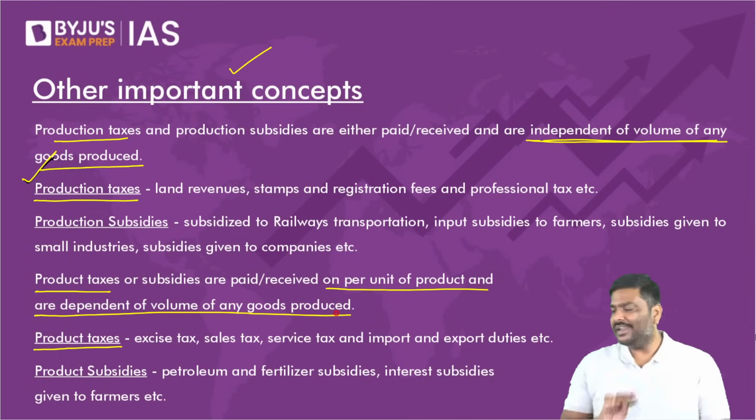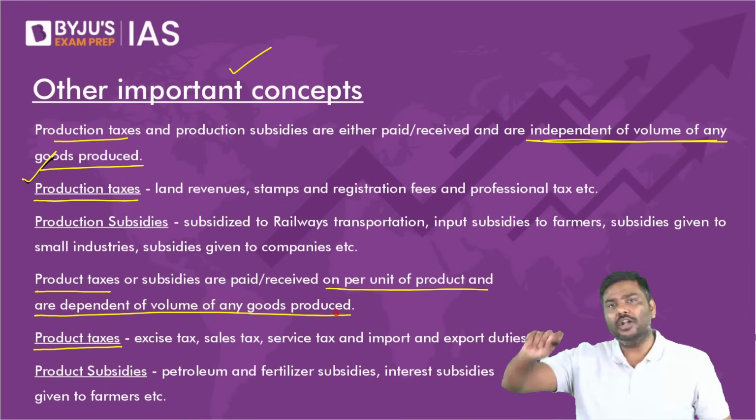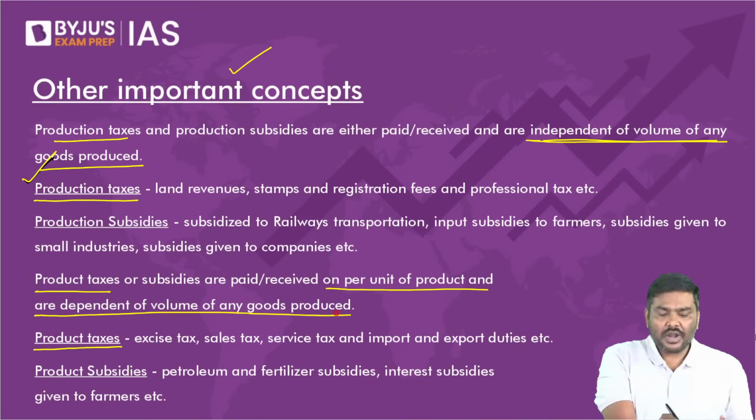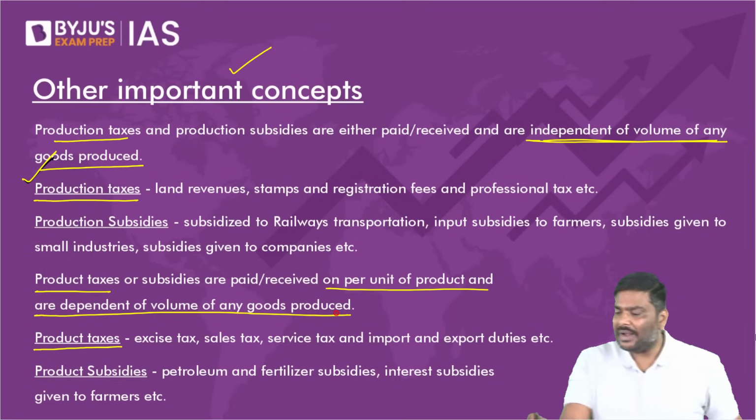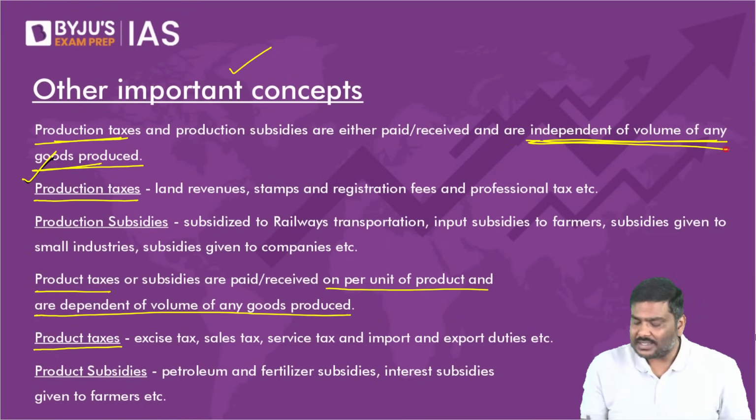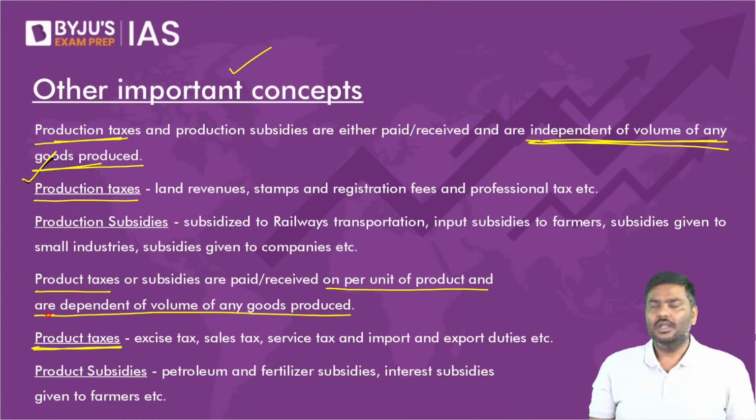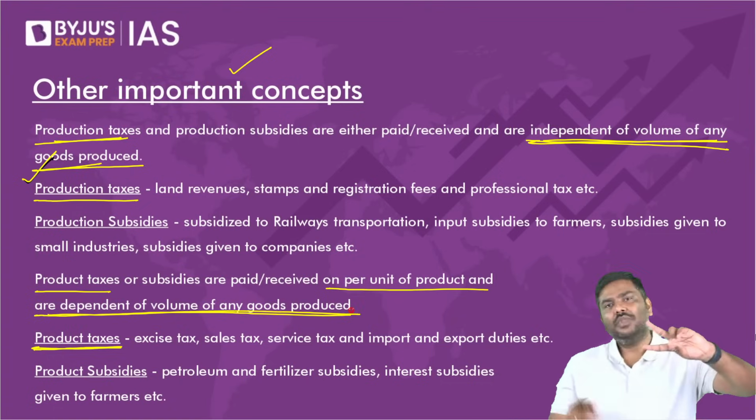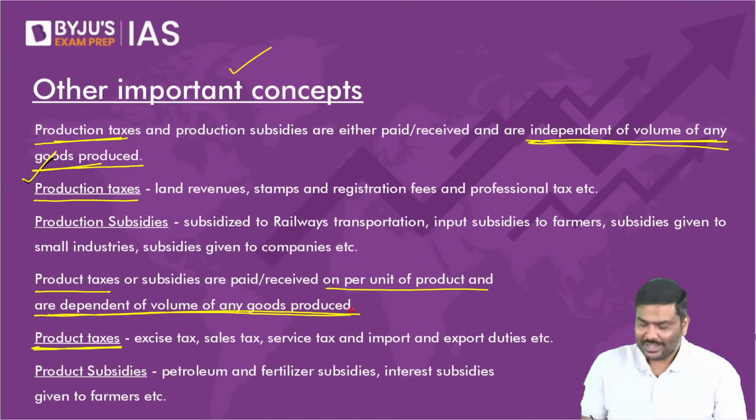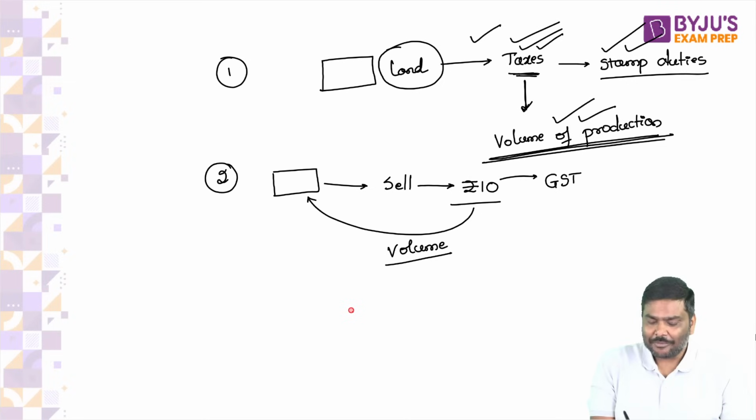Any difficulty now? Please do let me know. Some of you are saying, sir, you are not writing what you are saying in statement. Is it there in the statement here? Production taxes are independent of volume of goods produced, and product taxes are dependent on volume of goods produced. These are two types of taxes. How do we use them? Have patience. I need to discuss two more types. That is subsidy.